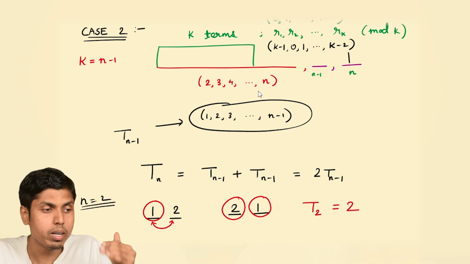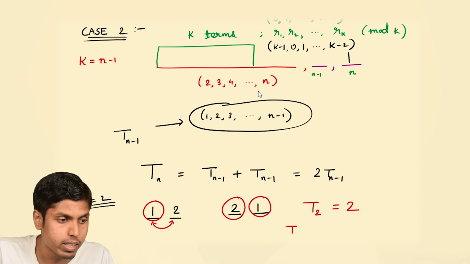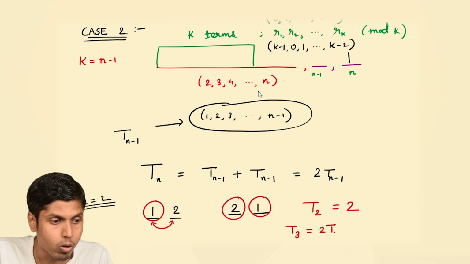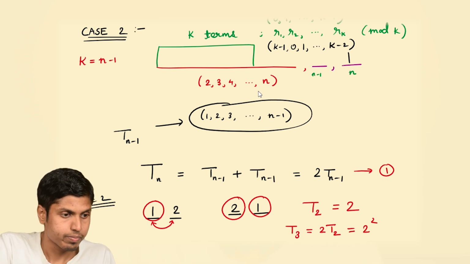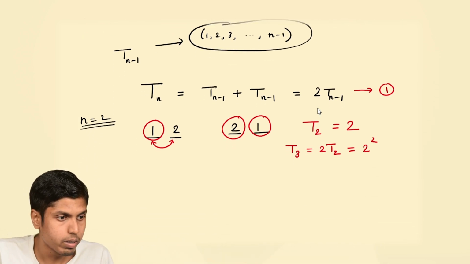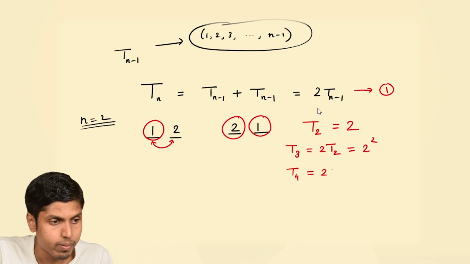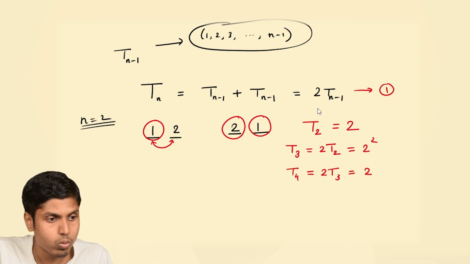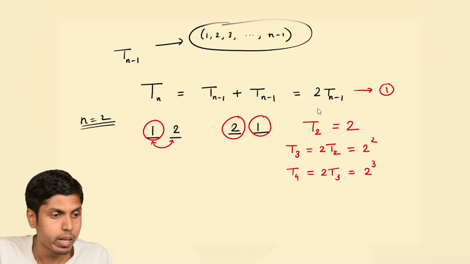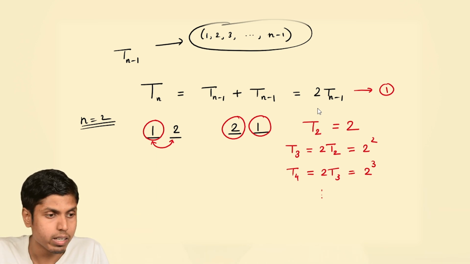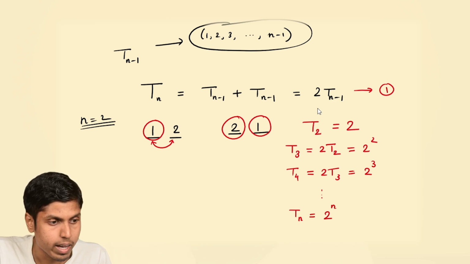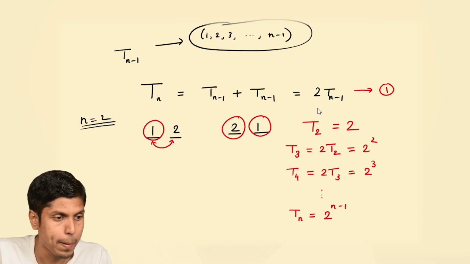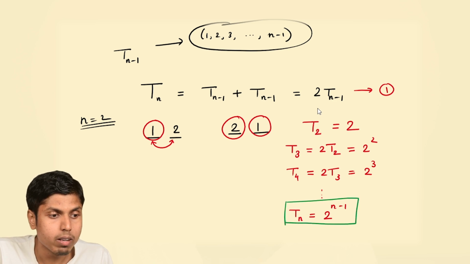Now we will use this to build our recurrence. We see that T3 is 2 times T2 according to our recurrence. So the recurrence is this first equation, and that is 2 squared. Similarly, T4 is 2 T3, that is 2 times 2 square, which is 2 cube. Now you can observe a pattern here, and using that you may conclude that Tn is 2 power n minus 1. So this will be our final answer.